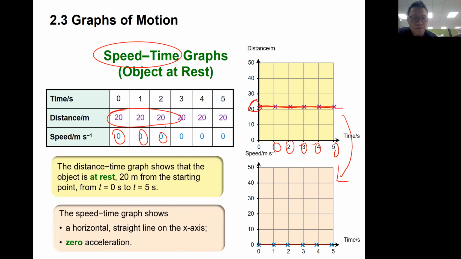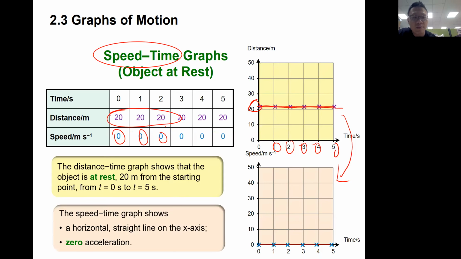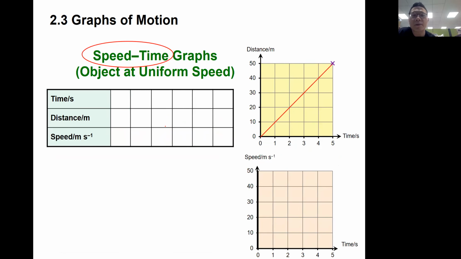So for the questions, how do we go from distance time graph to speed time graph? We look at a second example first. In this distance time graph, you'll find that the distance is increasing: 1 second, 10 meters, 2 seconds, 20 meters, 3 seconds, 30 meters. So based on the distance time graph, the object is moving, getting further and further away. Remember, in a distance time graph, the gradient of the line gives speed.